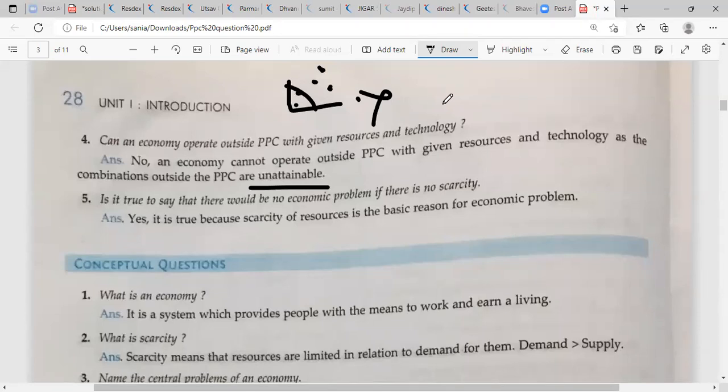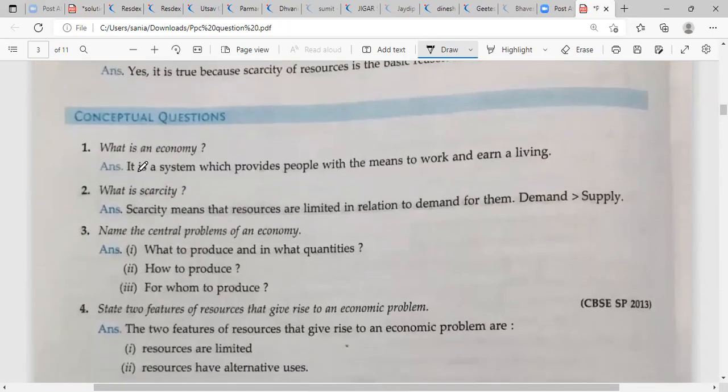Next is, is it true to say that there would be no economic problem if there is no scarcity? Yes, ma'am. It is true because scarcity is the main cause of economic problem, right? So if there is no scarcity of resources, there will be no economic problem, right? Now the next thing is, what is an economy? It is a system which provides people with the means to work and earn a living.